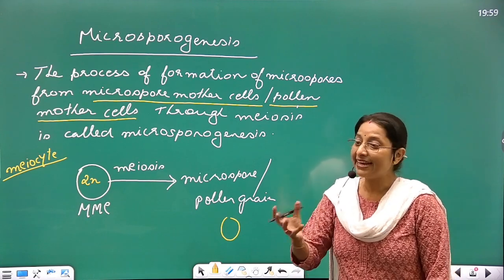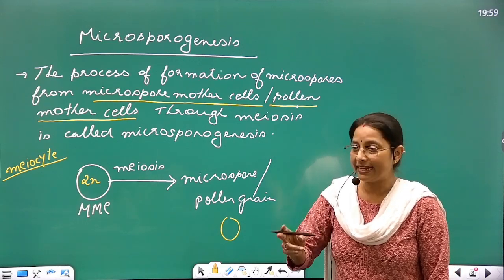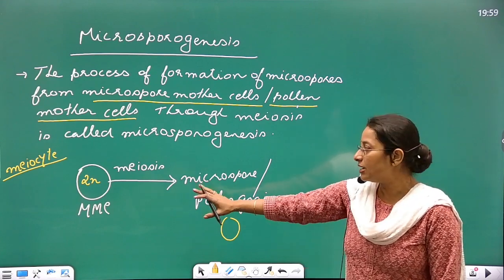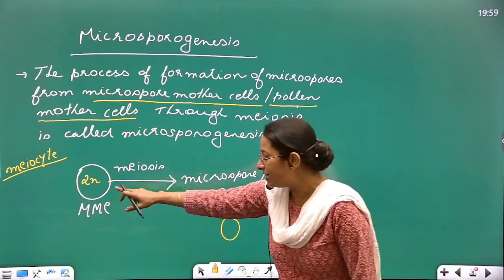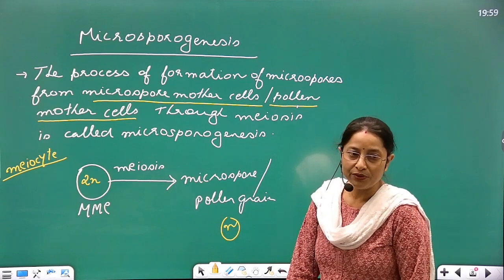In equational division, does the number of chromosomes remain the same or change? The number of chromosomes remains the same. Between the mother cell and the daughter cell, the number of chromosomes remains the same. If you are talking about meiosis, the number of chromosomes gets reduced. So from 2n, what will it become? n. Is the point clear?